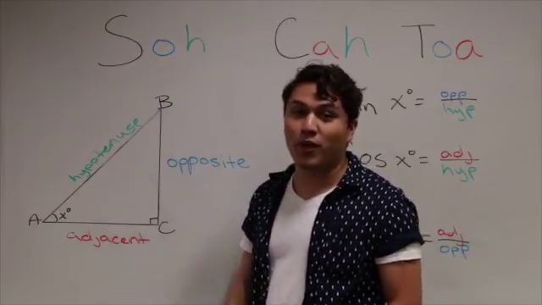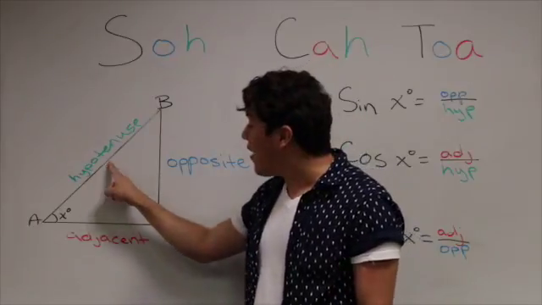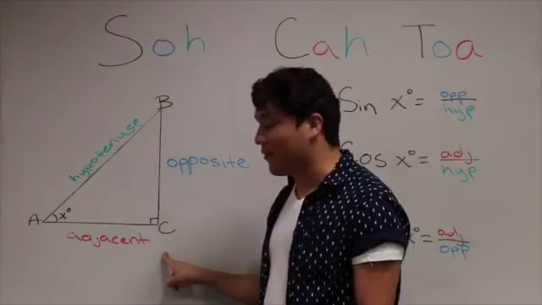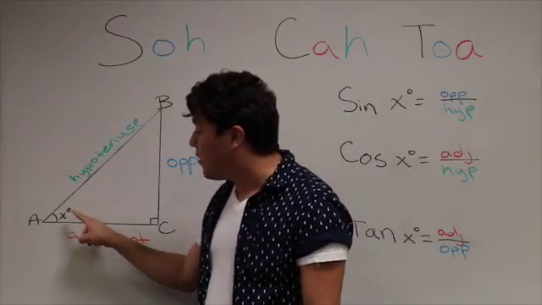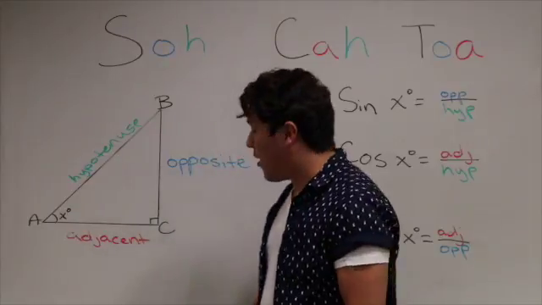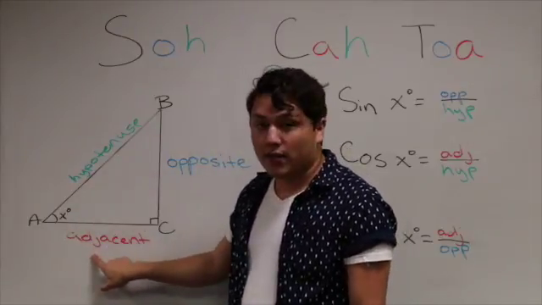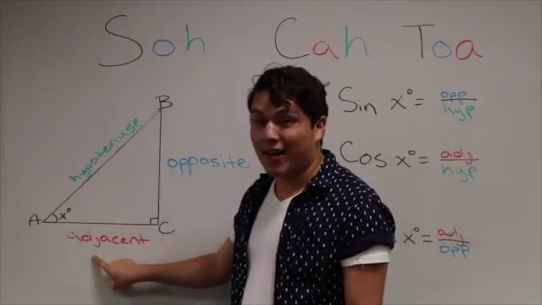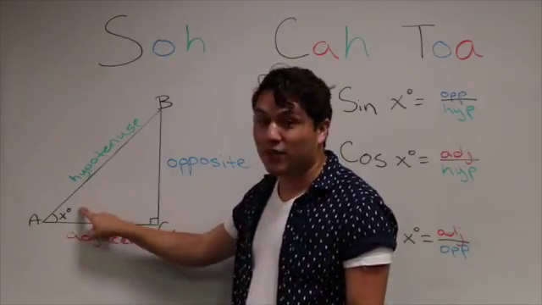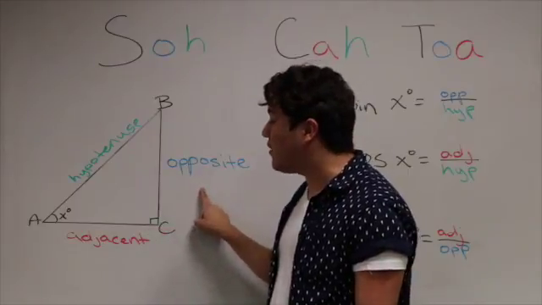The hypotenuse will always be the longest side and the side opposite to the right angle. We will be given one of the angles and then one of the sides. This side is known as the adjacent side, which means it's next to the angle given. This side is the opposite side, which means it's opposite to the angle given.